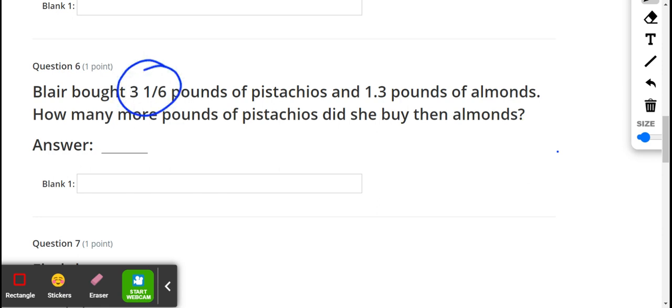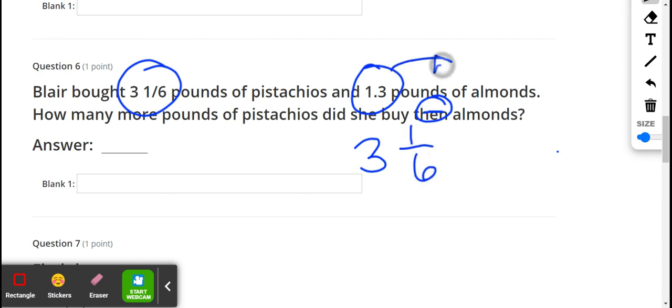So they're looking for the difference. It says how many more pounds of pistachios than. So this is going to be subtracting pistachios and almonds. So there's two ways to do this. You could do decimals, but 1/6 is going to be a messy decimal. So let's leave it as a fraction, 1/6, and then we could change this to 1 and 3 out of 10, 3/10. We have 1 and 3/10.